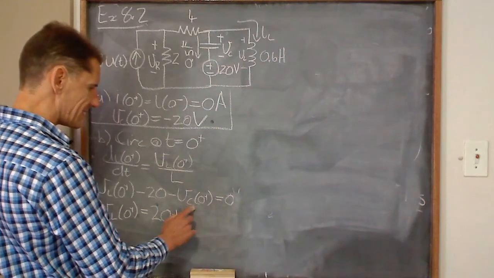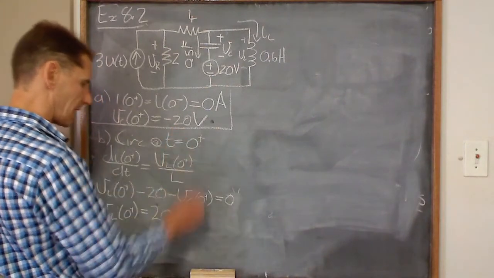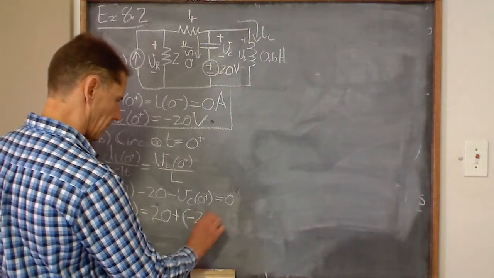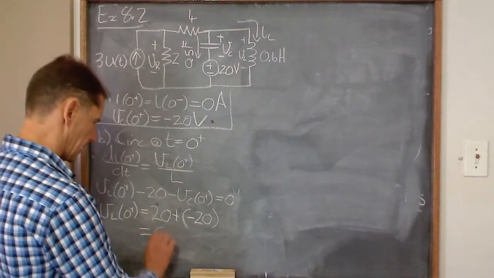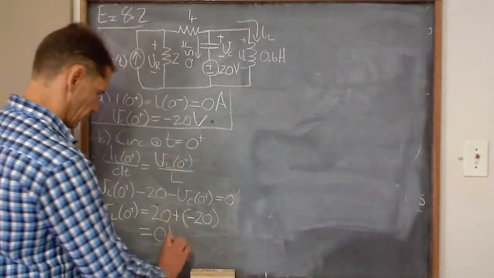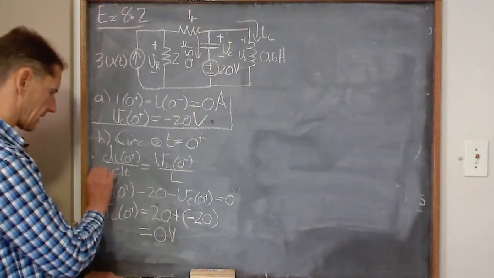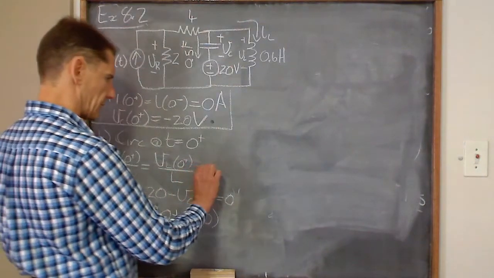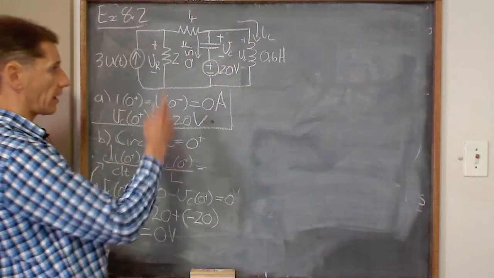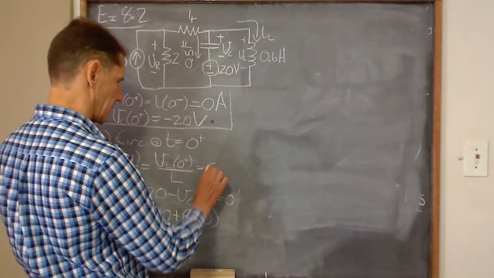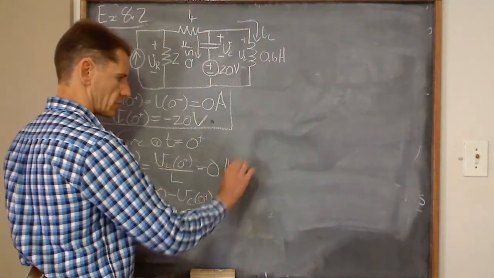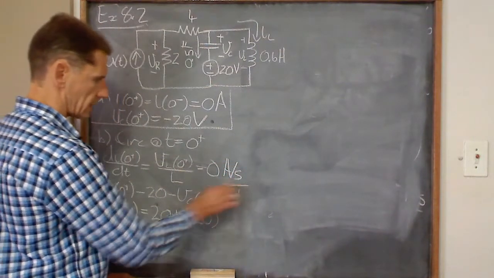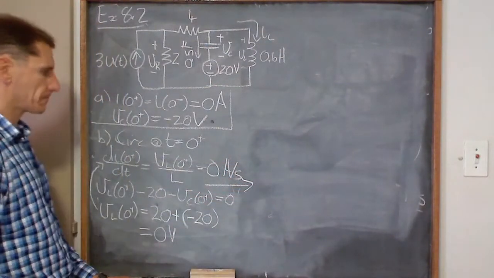But then VC at 0 plus is minus 20. So that's minus 20, and 20 minus 20 gives me 0 volts. If we plug that back into this equation, we get 0 divided by, I don't care what the inductance is, I get 0 amps per second. Okay, so there's that one.